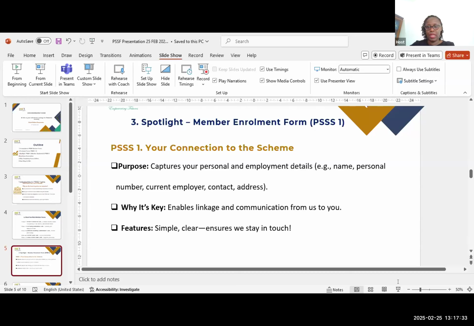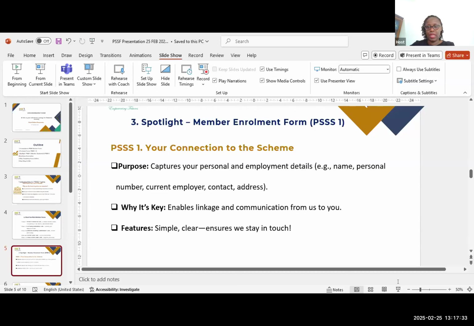Now, when we look at the form, this is something that I'm going to speak about. All the forms as we go through, you'll realize that we are saying that these forms are simple and they are clear. Within 5 minutes, anyone should be able to have completed this form. So this form tells us about you as a member. We are able to know who you are just from looking at these member forms. And once you give us these details, we will be able to capture them in the pension administration system, which then enables us to communicate with you easily.